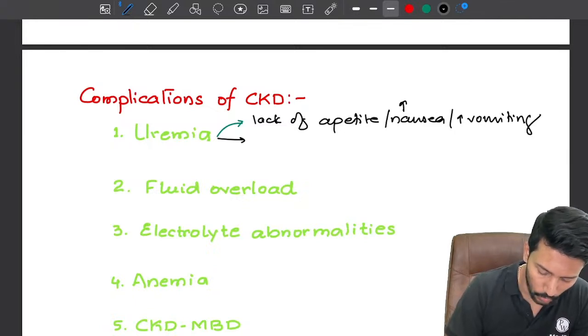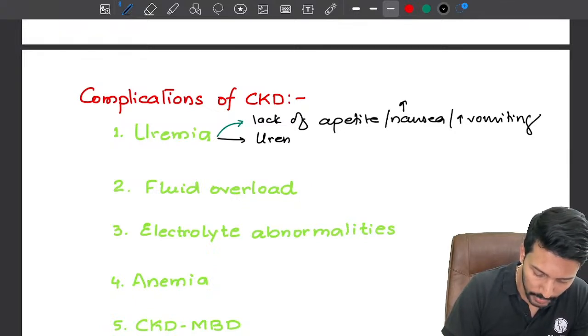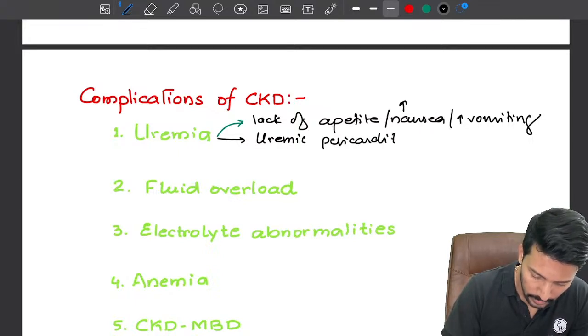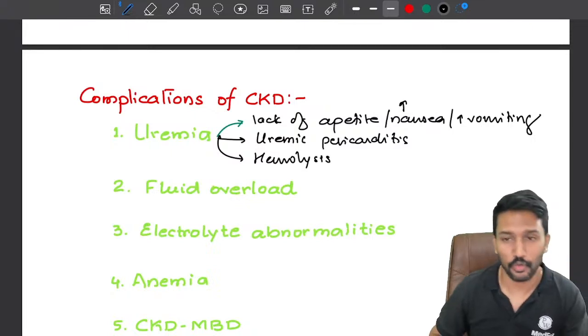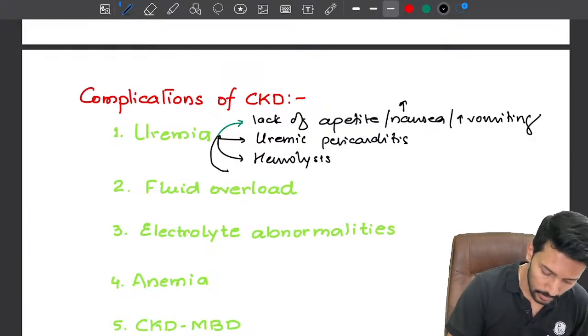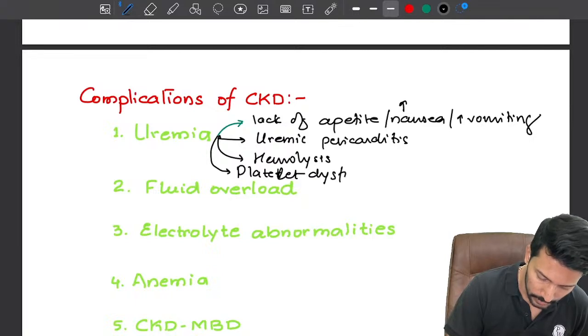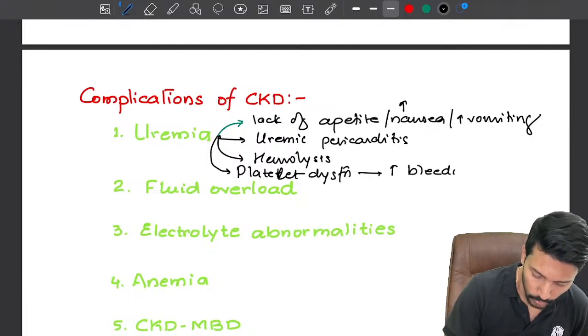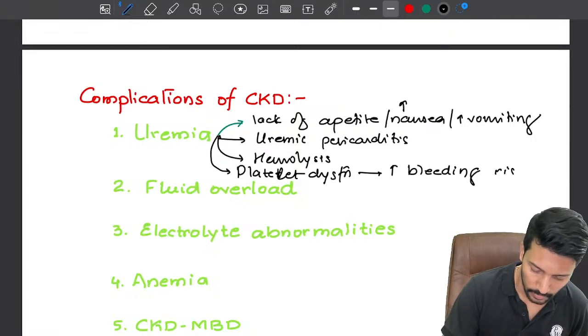Second, urea can also cause uremic pericarditis, right? Then urea can also cause hemolysis. That's why we have conditions called uremic hemolytic syndrome and all. Urea can also trigger hemolysis. Then urea can cause platelet dysfunction, leading to increased bleeding risk. So urea is toxic.